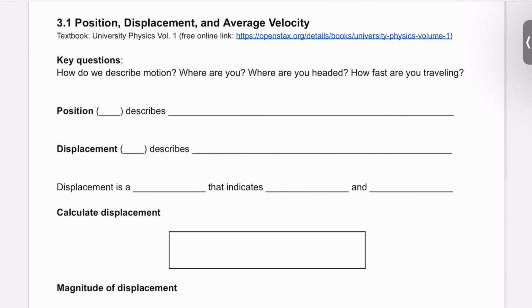So this curriculum is going to follow the university physics textbooks, volume 1 and 2. So this chapter is part of volume 1, which is linked as shown on the screen.